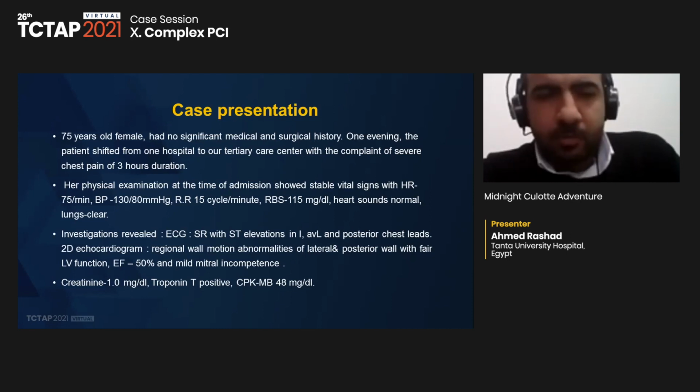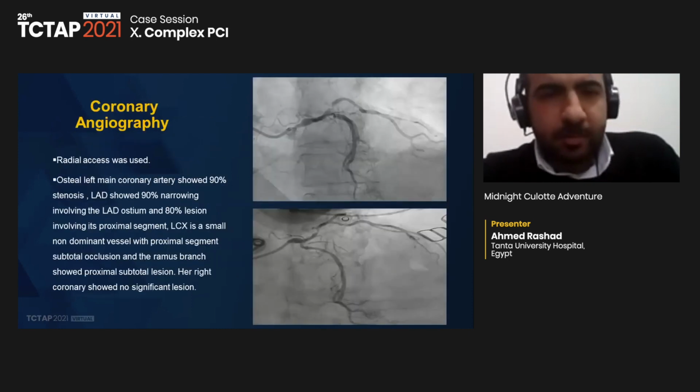Her echocardiogram showed fair ejection fraction with hypokinesia of lateral and posterior walls. Her lab showed positive troponin with creatinine 1 milligram per deciliter. She was soon sent to the cath lab.